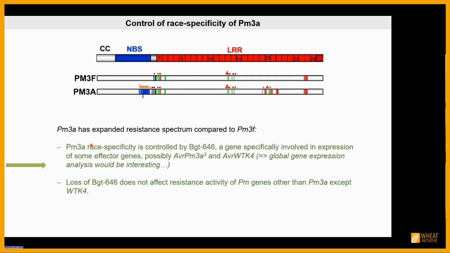So in terms of PM3A, we still miss the second recognized component, but we found by mutagenesis this gene which is involved in gene expression, and this specifically affects resistance to PM3A, not to other PM genes, with the exception of this WDK4. So only a small subset of effector genes seems to be not expressed in the absence of this pathogen gene.